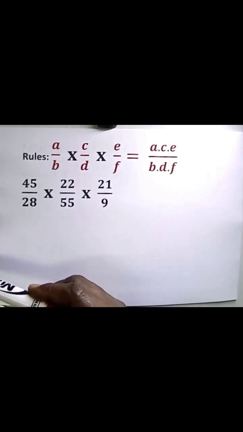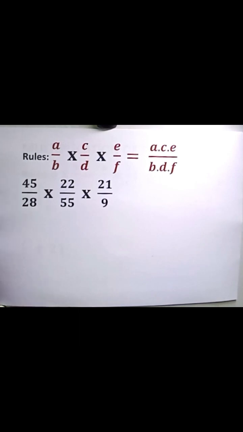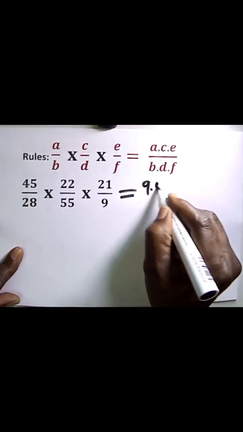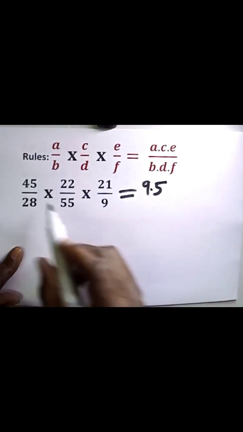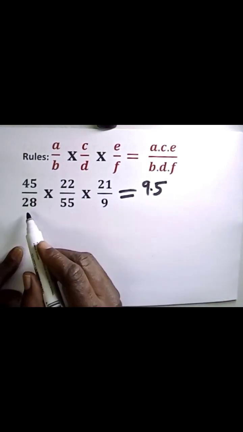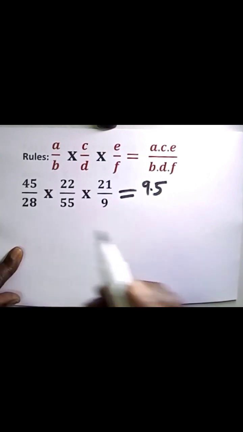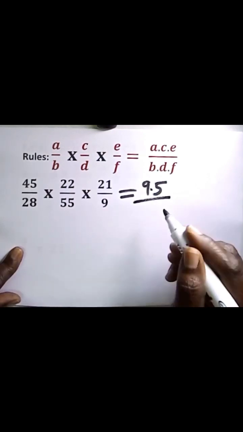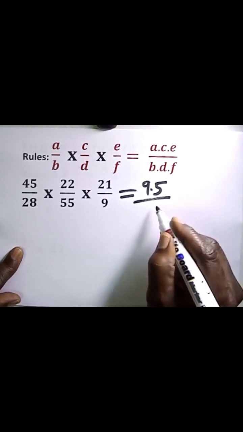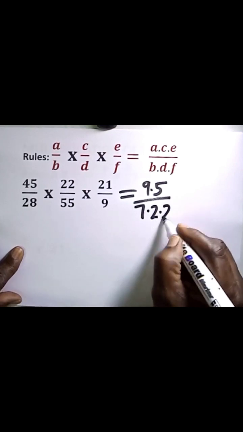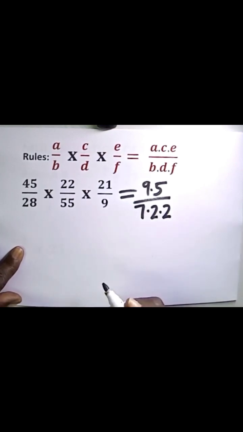Let's see how we break it down. You will agree with me that 45 can be expressed as 9 times 5, isn't it? 9 times 5 gives you 45. 28 can be expressed as 7 times 4. But watch what I'm going to do. 7 times 4 is the same thing as 7 times 2 times 2. Yes.